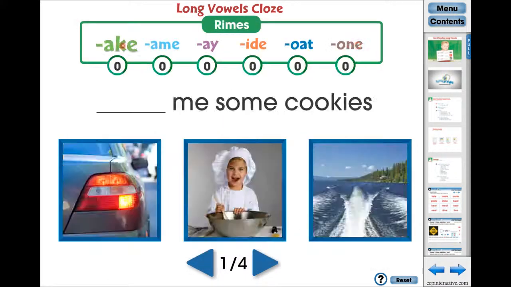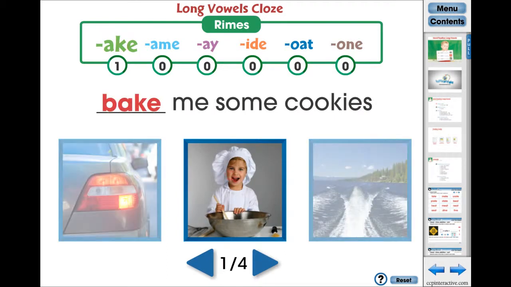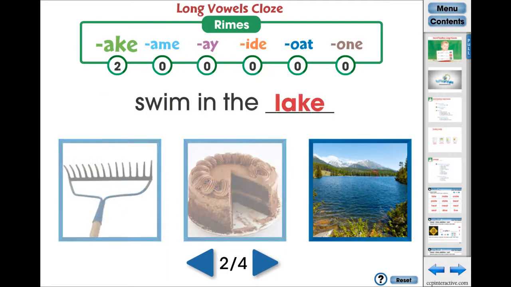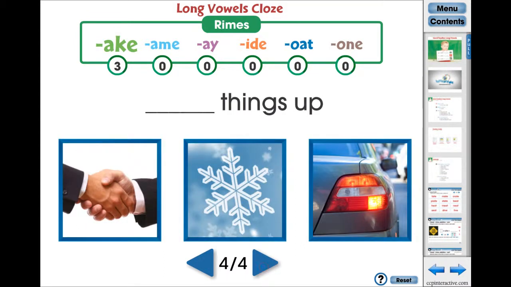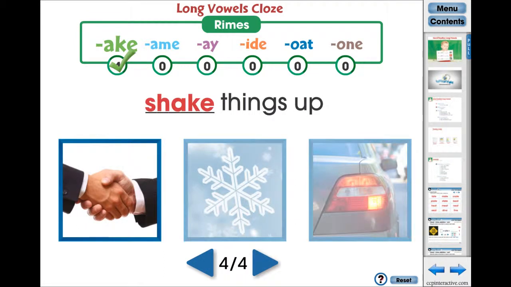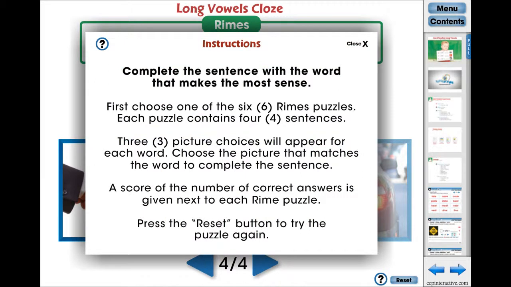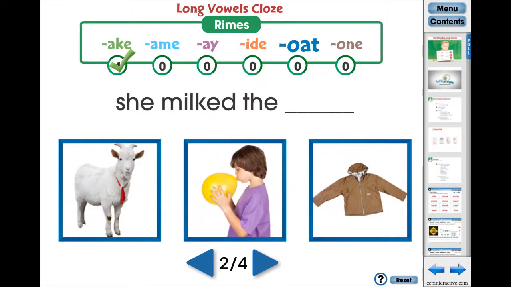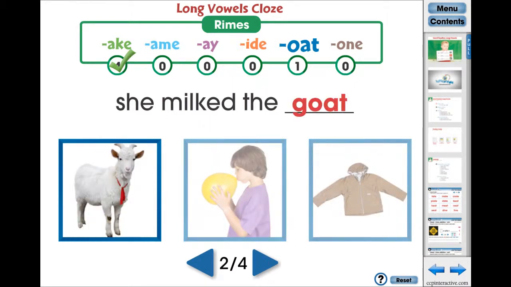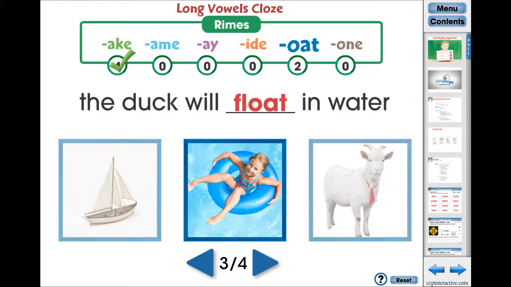Here is an example of one of the interactive activities taken from the closed chapter of the Long Vowels lesson. Detailed instructions are provided. At any time, touch the instruction icon at the bottom right of the screen to open the instructions again. For this activity, students complete the provided sentences with the word that makes the most sense from the 3 choices. Each word is represented by a picture.